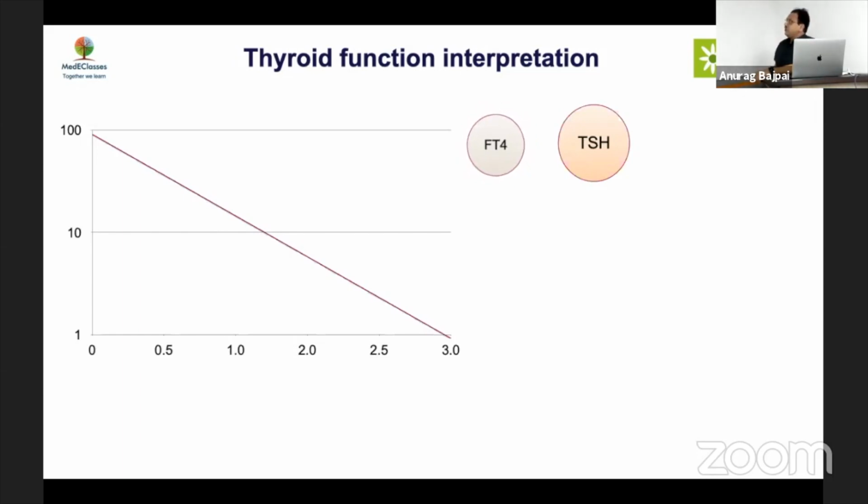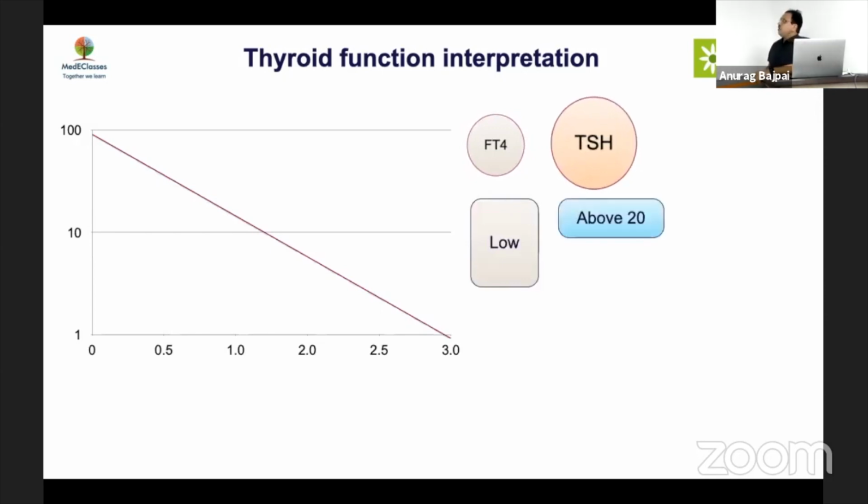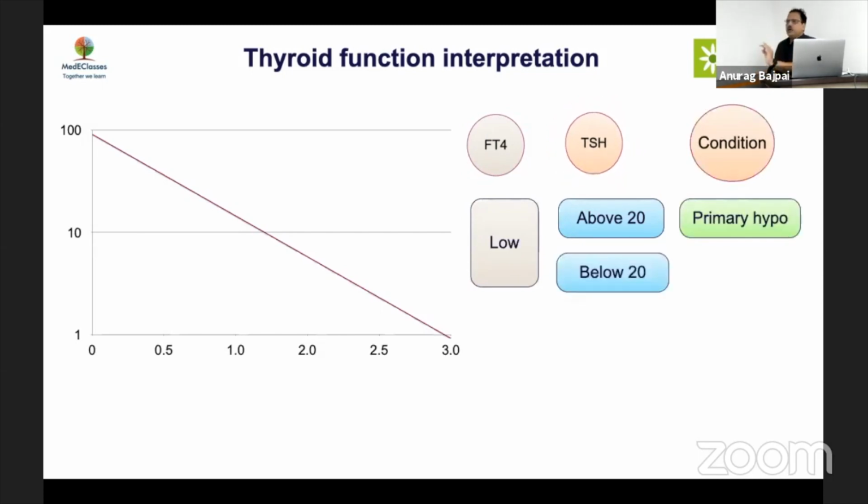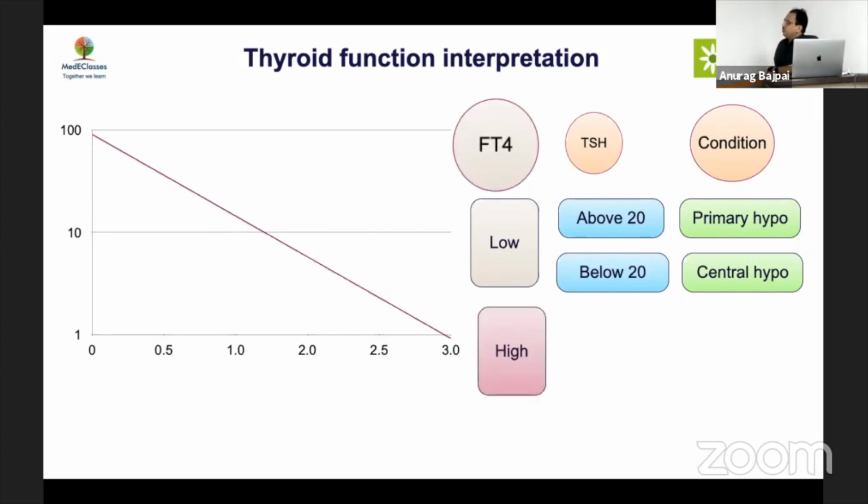If your FT4 is low and your TSH is above 20, that would be what we call primary hypothyroidism. But if it is normal, low, or up to 20, it will be inappropriately low for the level of FT4. This is central hypothyroidism. And once you diagnose central hypothyroidism, you have to do an MRI, you have to look at cortisol, you have to look at many other things before you start treatment. On the other hand, if your FT4 is low, your TSH should be 0.